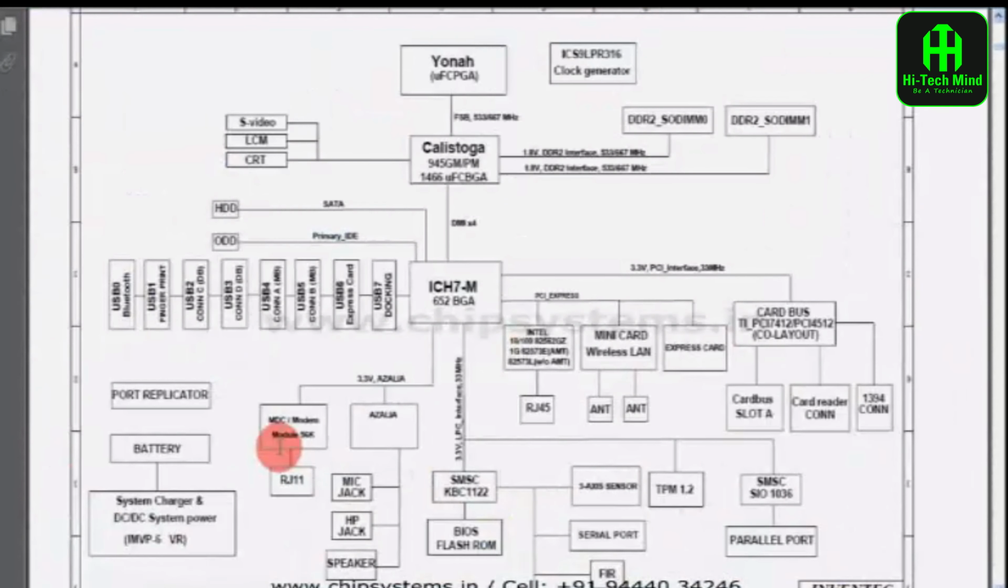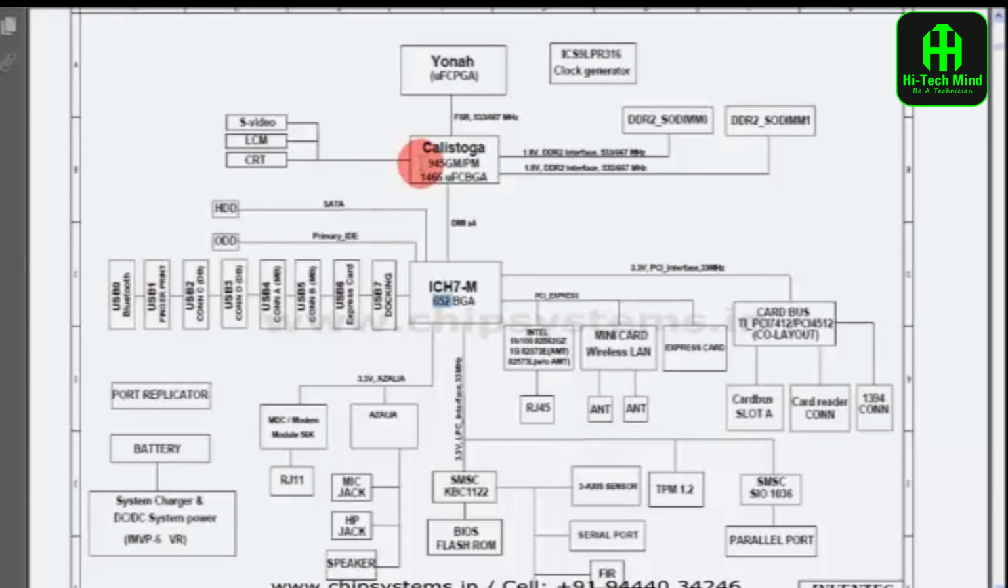Now we are going to see the laptop motherboard structure of Toshiba Satellite A100. This block represents the processor block, PGA. This is the North Bridge, and 945 represents the series. 1466 represents the ball contacts. ICH7 represents the 7th version, and it is connected in the South Bridge. 652 represents the number of ball contacts. Actually, this is the North Bridge and this is the South Bridge.